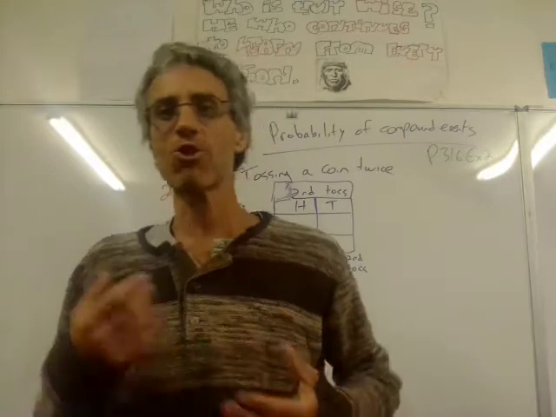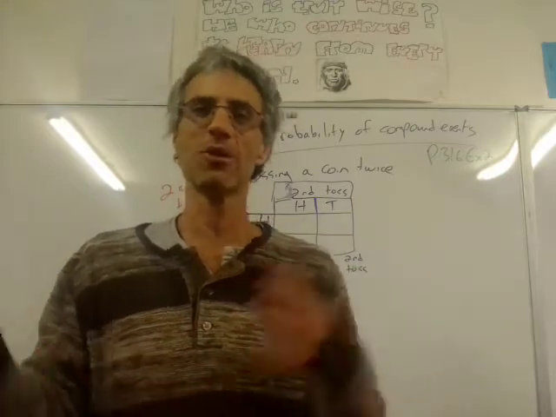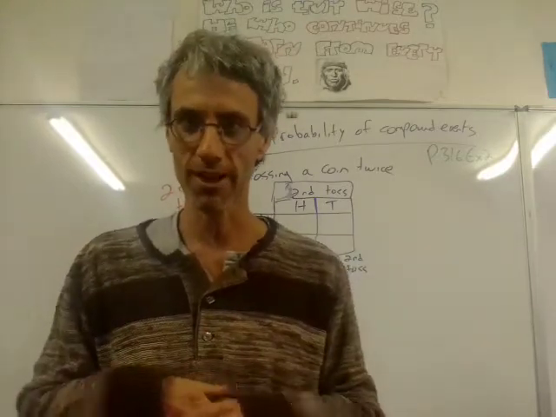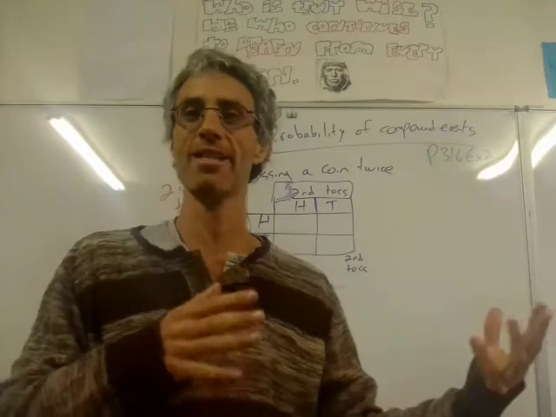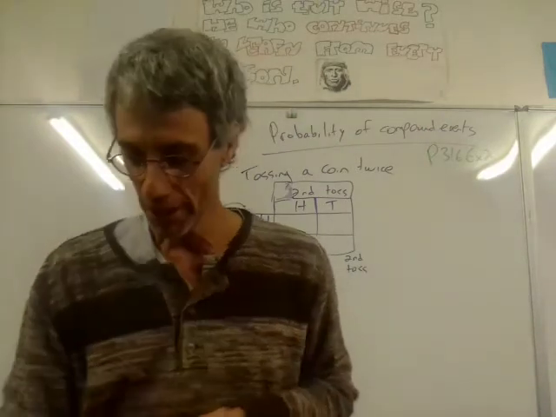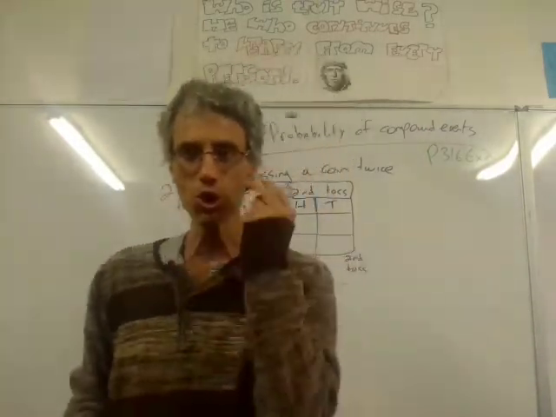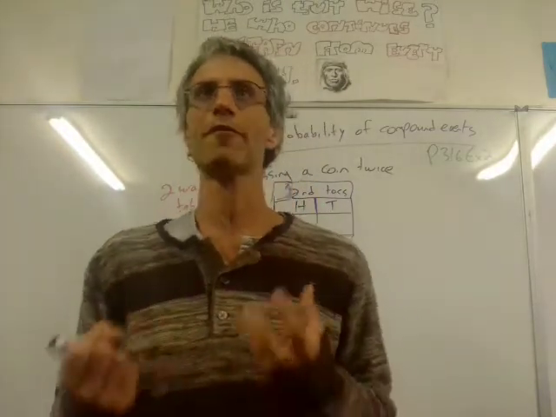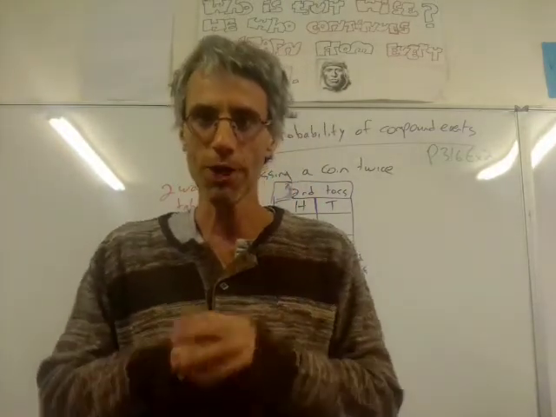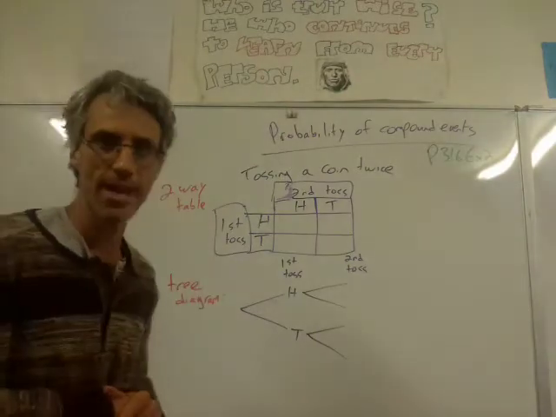Now, we're going to try and calculate the probability of having different results. Let's say, what's the probability of getting a head and then a tail? To do that, we're going to use two different types of tools. The first one is called a two-way table.